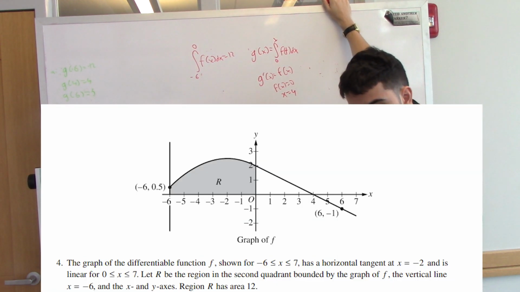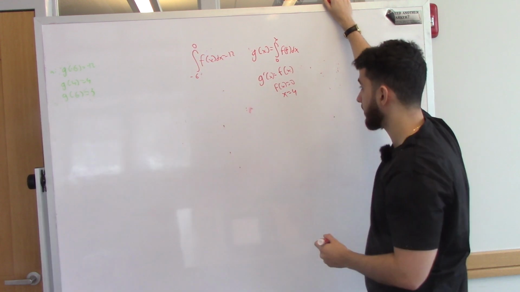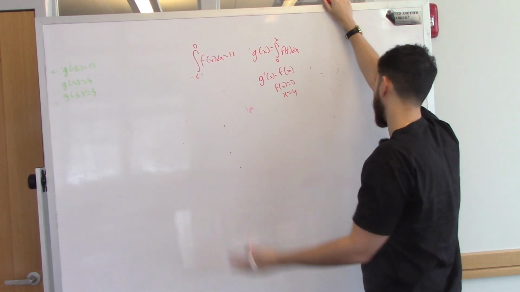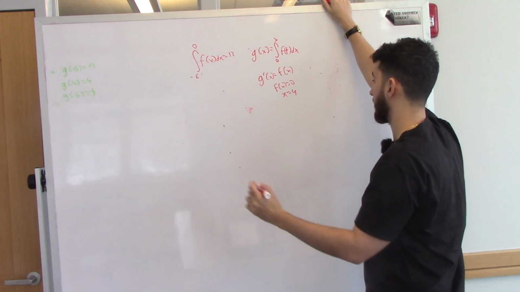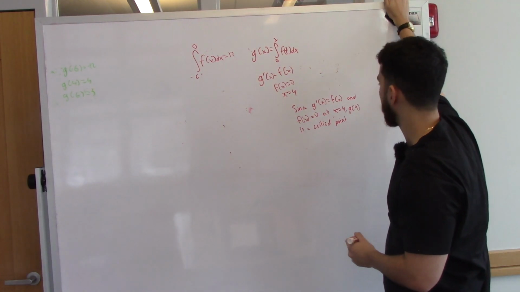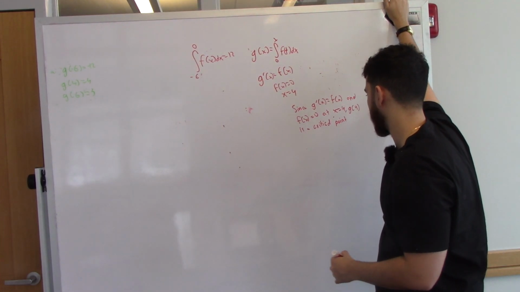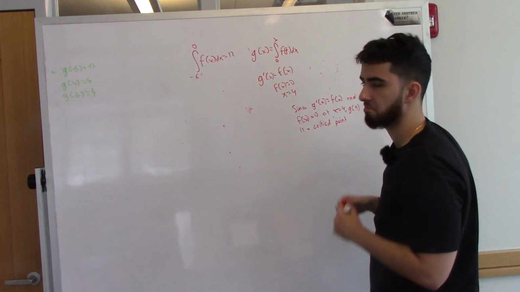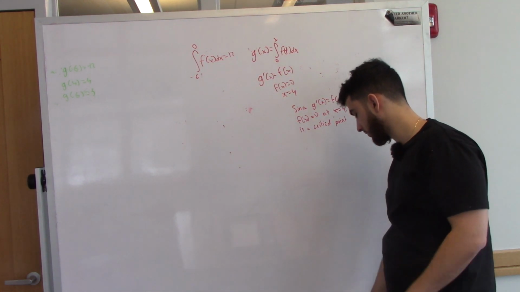And they do ask you to give a reason. Write this down on your page somewhere. That'll definitely help you. And then write a sentence along the lines of, since g prime of x equals f of x and f of x equals 0 at x equals 4, g of 4 is a critical point. Something along those lines, you should get full marks.